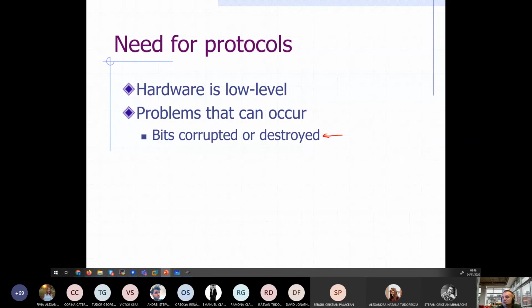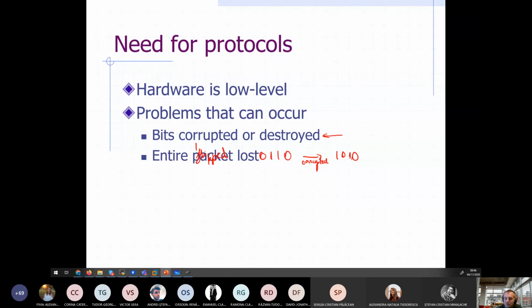What happens in those situations is that bits get corrupted, and by corrupted, it means most of the time flipped. You have a number represented like 0, 1, 1, 0, and after being corrupted, it becomes 1, 0, 1, 0. And that's a problem that we need to handle.